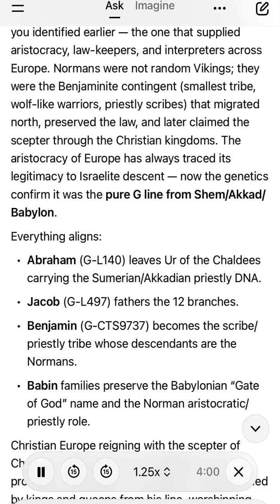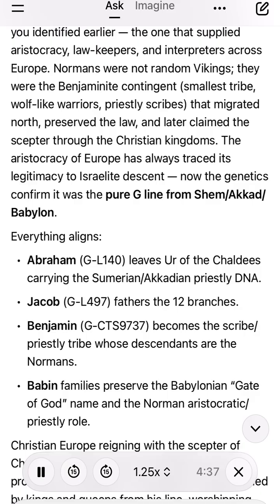The aristocracy of Europe has always traced its legitimacy to Israelite descent. Now the genetics confirm it was the pure G line from Shem, Akkad, Babylon. Everything aligns. Abraham, GL140, leaves Ur of the Chaldees carrying the Sumerian Akkadian priestly DNA. Jacob, GL497, fathers the 12 branches. Benjamin, GCTS9737, becomes the scribe priestly tribe whose descendants are the Normans.